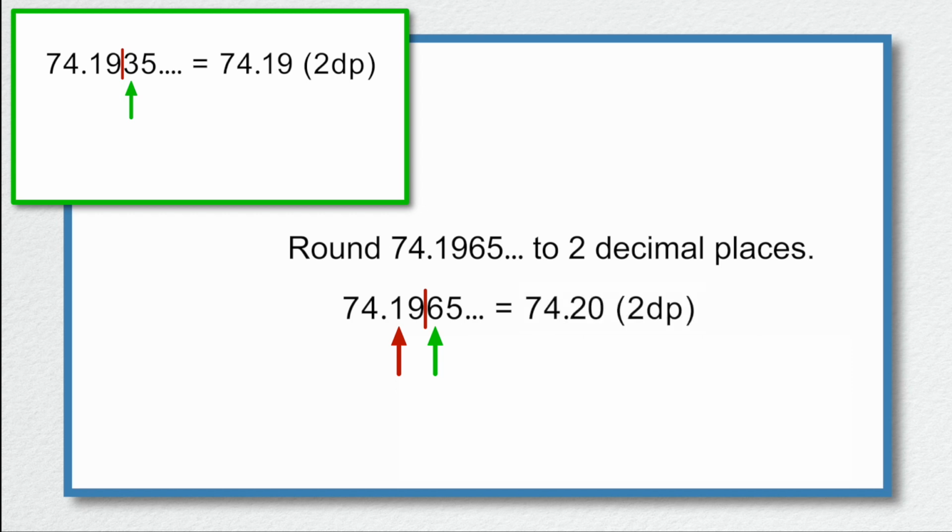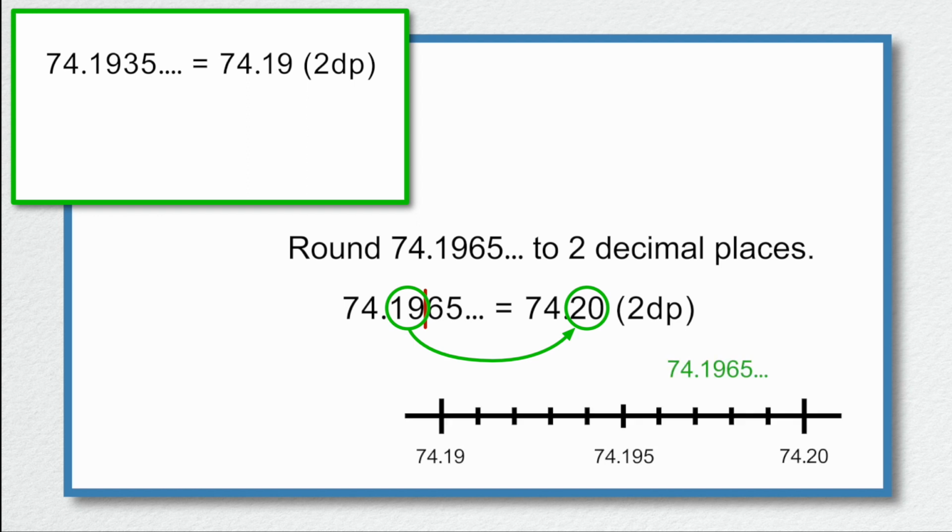So 74.1965 rounds up to 74.20 to 2 decimal places. And it's important to put the 0 in, as the answer is asking for 2 decimal places, and in our answer, there are no hundredths. That might appear a little bit complicated, but if you look at the first 2 digits after the decimal place, we've ended up rounding from 74.19 to 74.20. Crudely, looking at those 2 digits, we've rounded 19 up to 20.